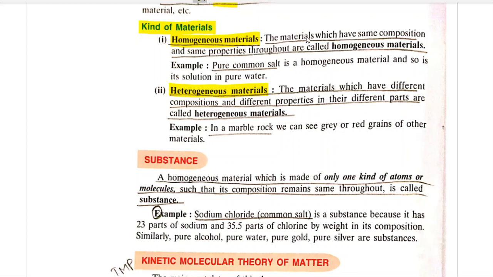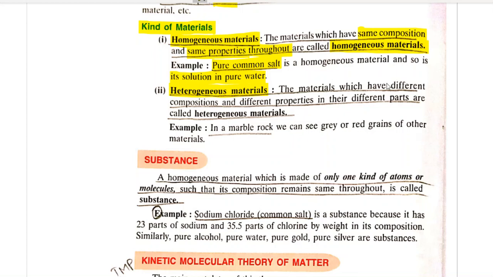What are homogeneous materials? The materials which have the same composition and same properties throughout are called homogeneous materials. So these are the keywords: same composition and same properties throughout. Okay, for example, pure common salt is a homogeneous material, and so is its solution in pure water. Pure common salt is a homogeneous material because it has the same composition and same properties throughout. Also, if you put this salt in water and make a salt solution, that is also a homogeneous material because the composition of that particular salt solution is the same throughout and its taste is also the same, right? So it's a homogeneous material.